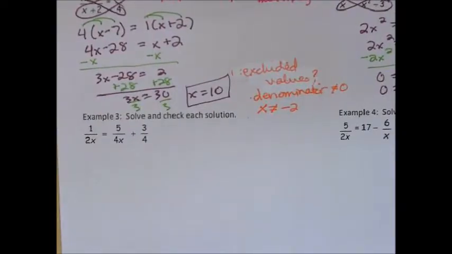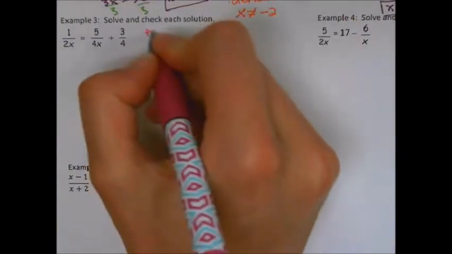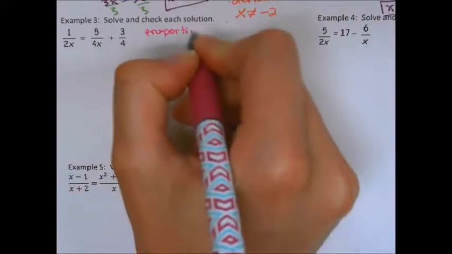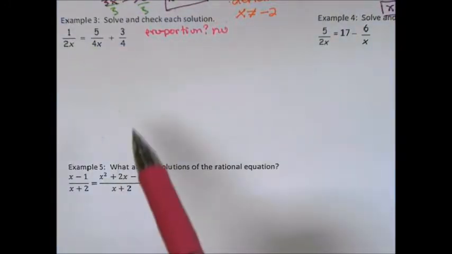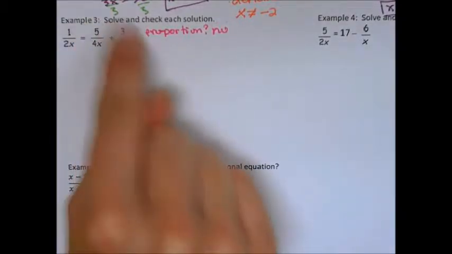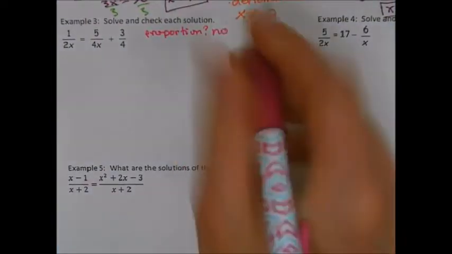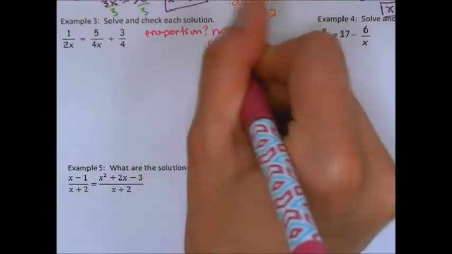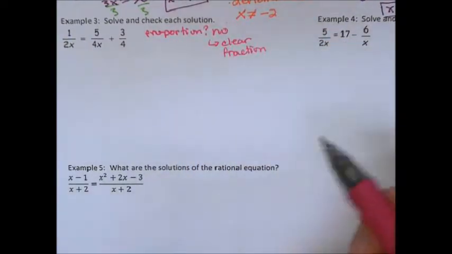Number 3. So let's ask ourselves our first question. Is this a proportion? No. Remember, when there's a proportion, we'd have to have A over B equals C over D, but we have this other piece here. So when we have two fractions added together on one side, it's not a proportion. So what does this mean? We're going to clear the fractions with our least common denominator.